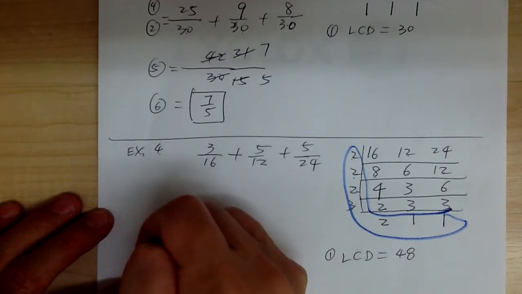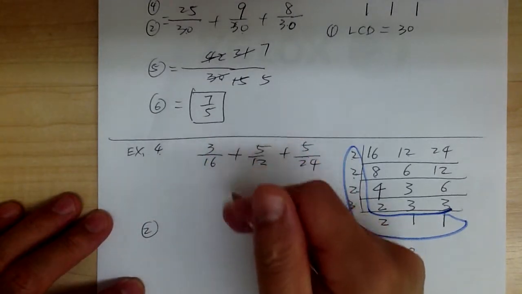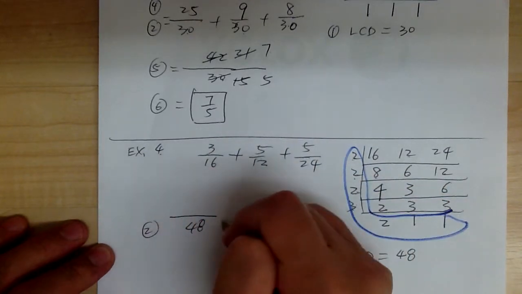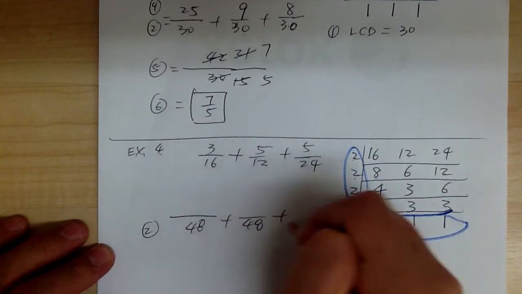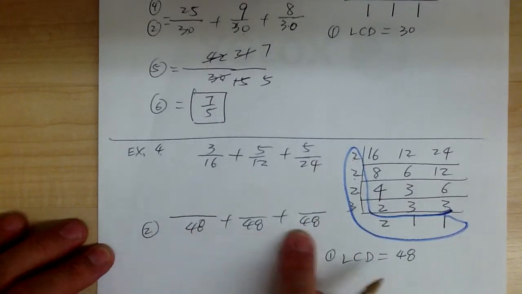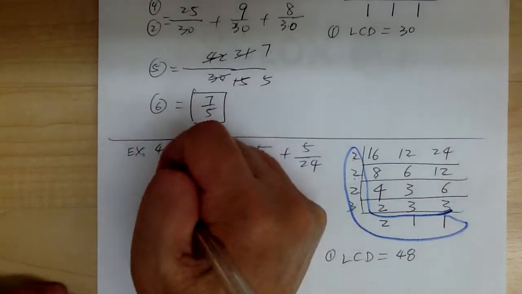So now you do your step 2. Now give yourself enough space to do work. So you have over 48, over 48, over 48. Right? So again, that's your step 2. Get your denominator ready. Then you do step 3.